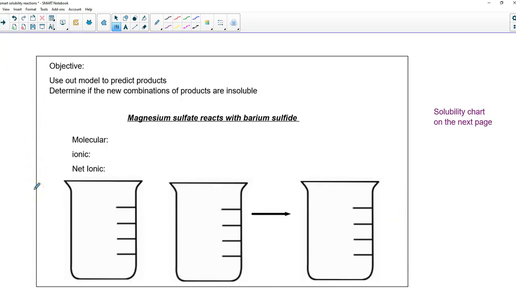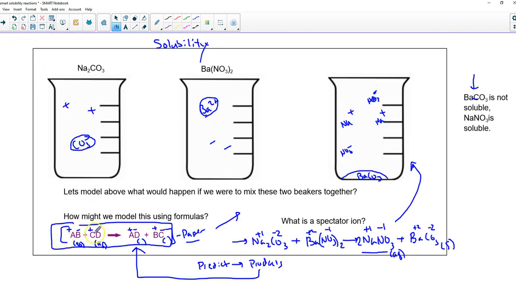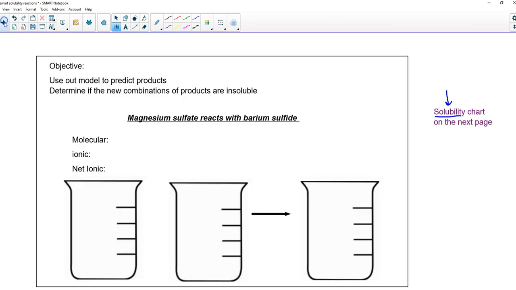Try another one. Now I'm going to react magnesium sulfate with barium sulfide. There's a solubility chart in your workbook, and I'm going to have mine on here, but you should know where that is. Sometimes we would use it on our quiz or on a test, and sometimes we'll provide them, but you have one. I'm going to show a few different versions of how this works. Again, I'm following the model right here. I'm going to use it.